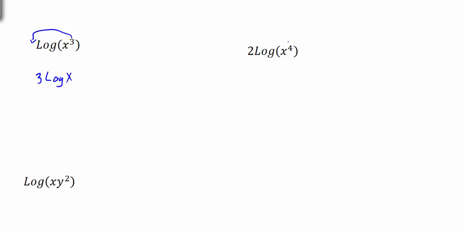And in the other example over here on the side, again, we could take our exponent, the 4, and even though there's a number out front, we would just multiply. So 4 times 2, we would have 8 log of x.